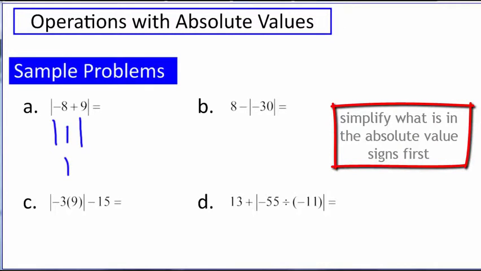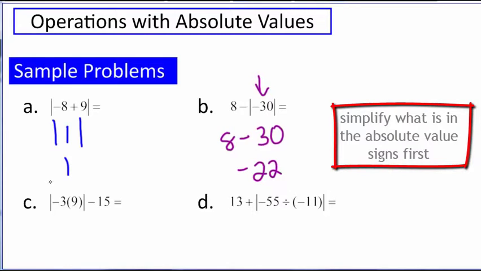This next question, 8 minus the absolute value of negative 30. Well, I want to simplify the absolute value of negative 30 first. The absolute value of negative 30 is just 30. So I need to then simplify what's 8 minus 30, and that is a negative 22.